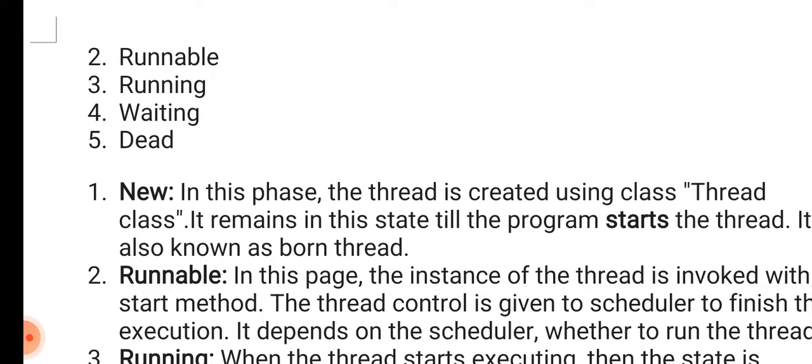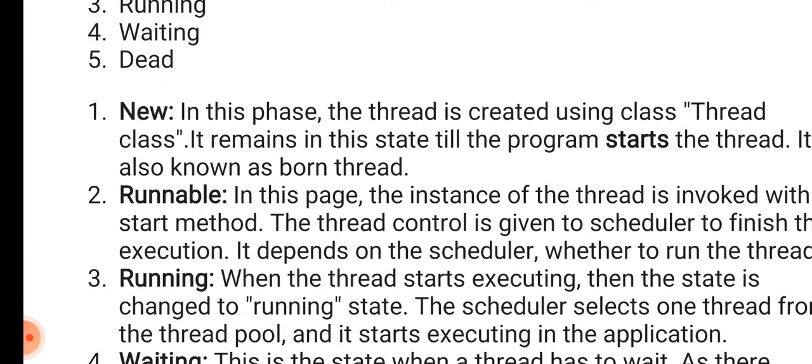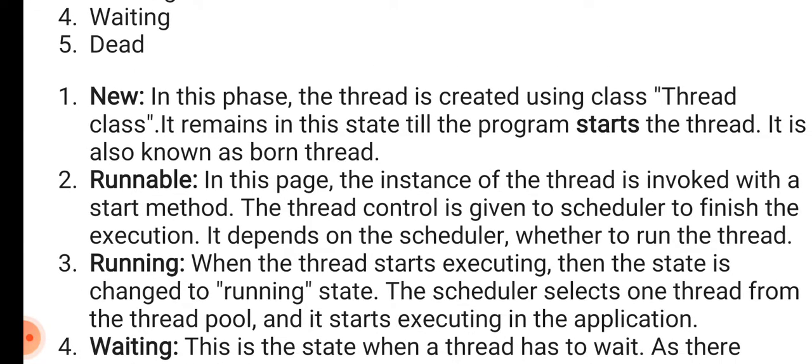New, the first state, starts the thread. Runnable: the instance of the thread is invoked with the start method. The thread control is given to the scheduler to finish the execution. It depends upon the scheduler whether to run the thread.